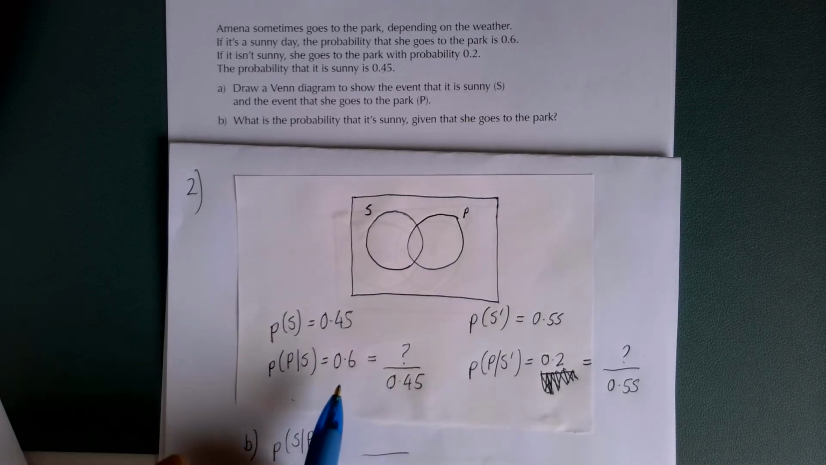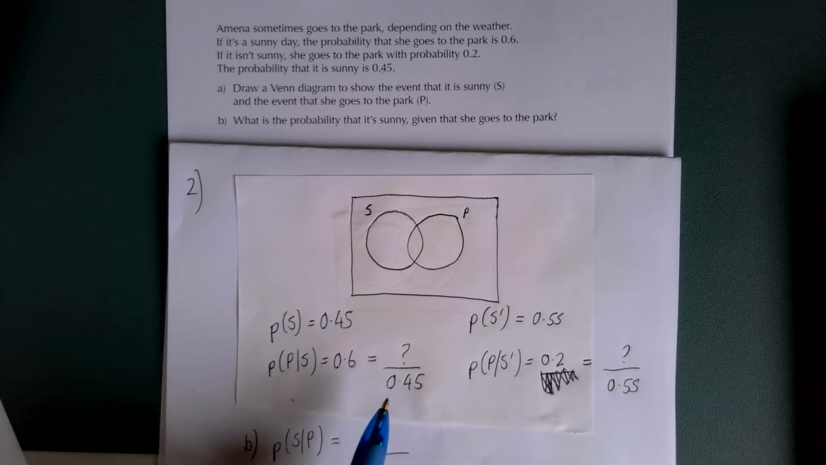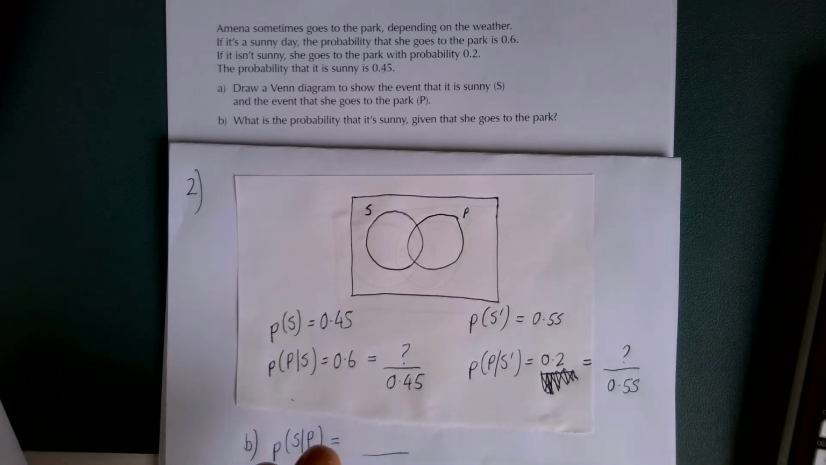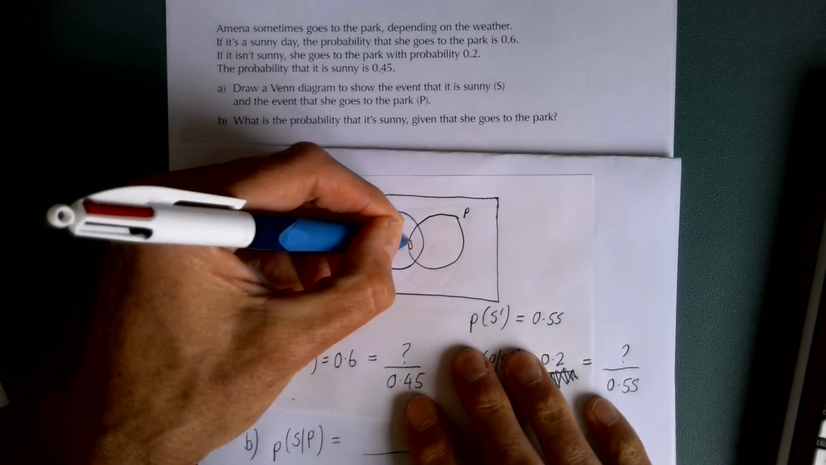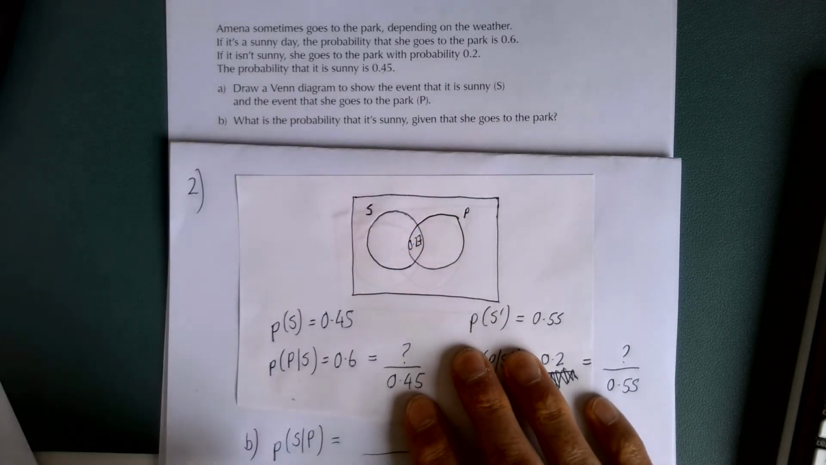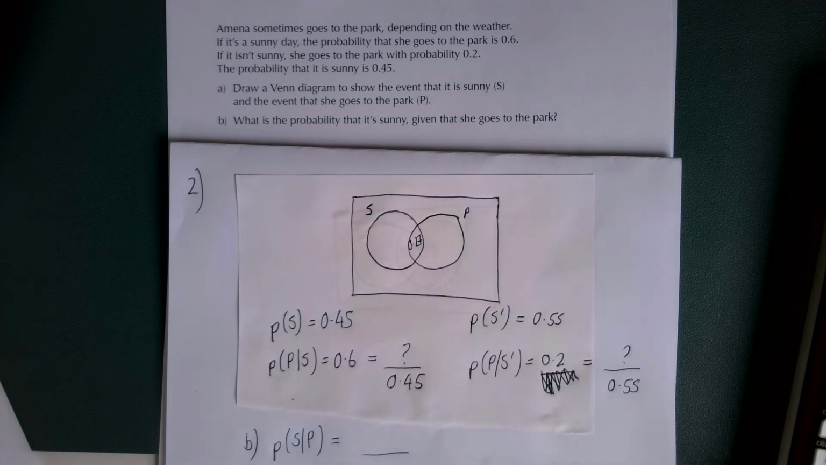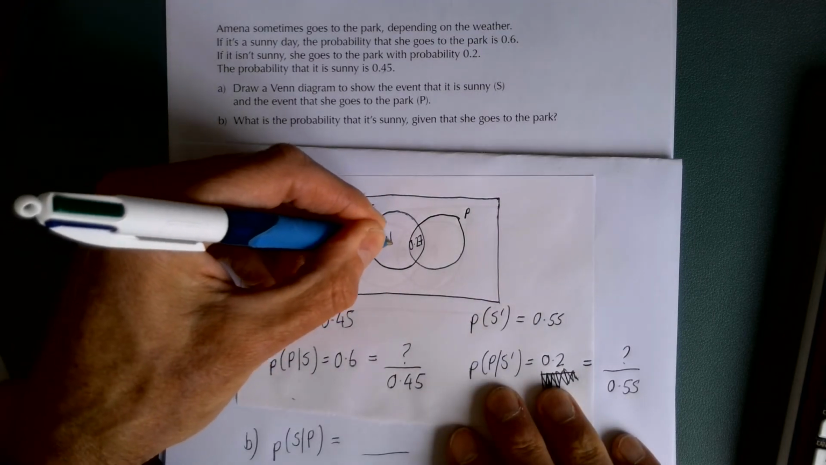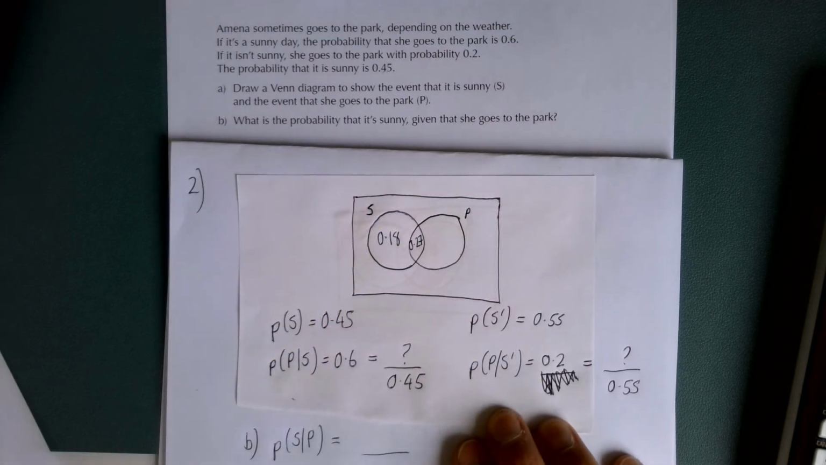So I'm going to do 0.6 times 0.45, and that gives me 0.27. So my overlap is 0.27. If I then do 0.45 take away 0.27, I get the remaining probability of S.